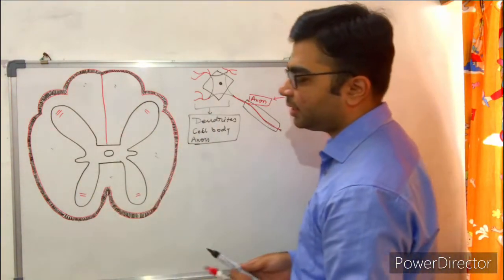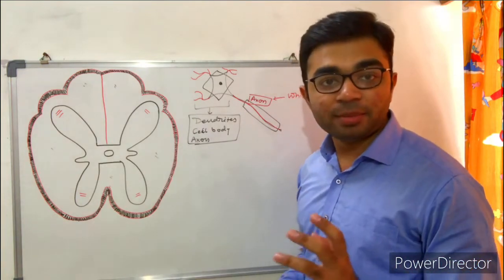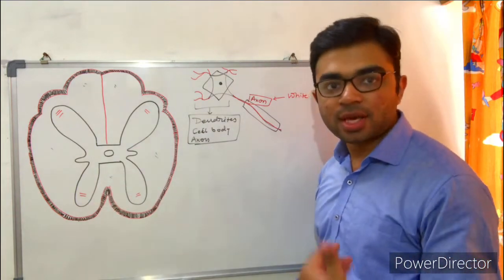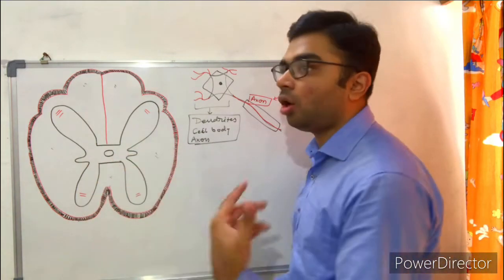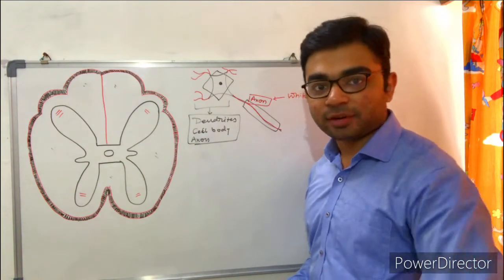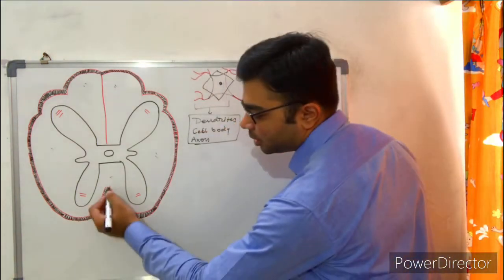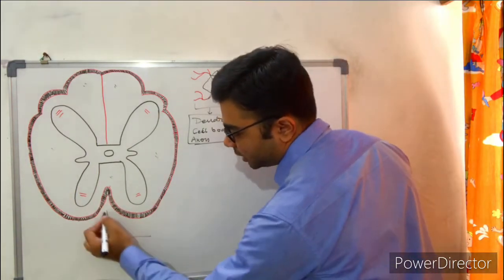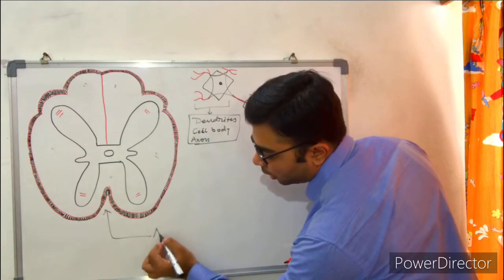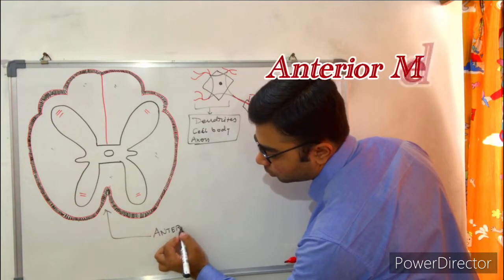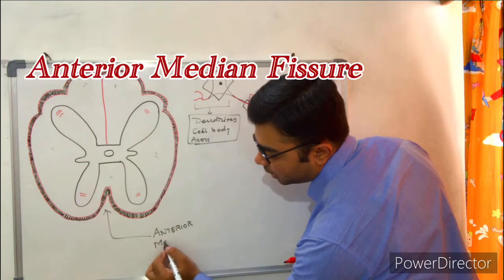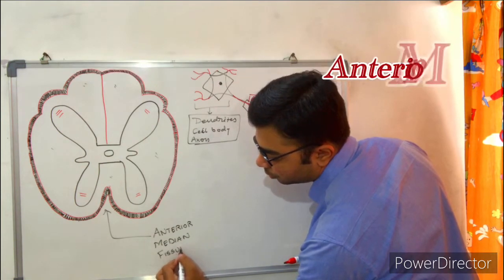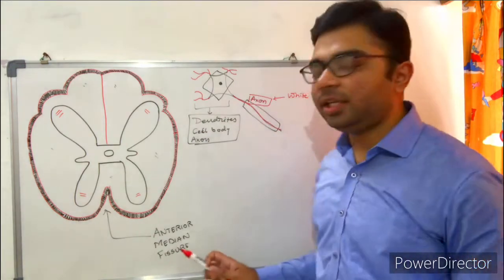Now you can see some of the external features, which are very important to differentiate the right as well as the left halves and to differentiate the columns which are present in the white matter. As you can see, this kind of area is known as the anterior median fissure. So the anterior median fissure.